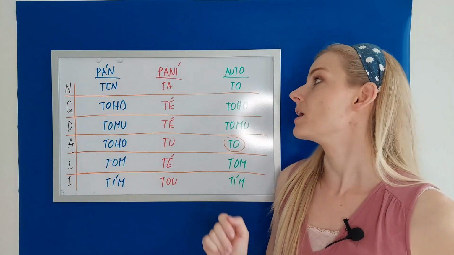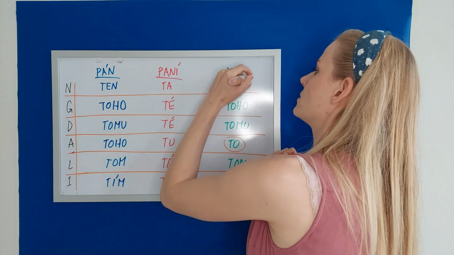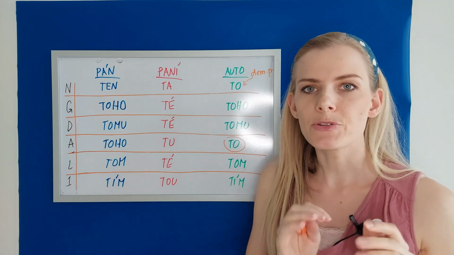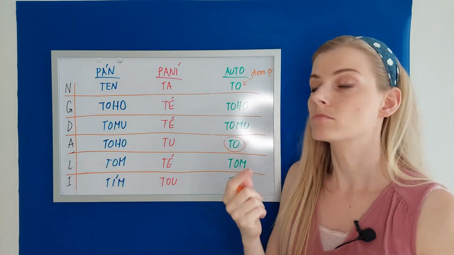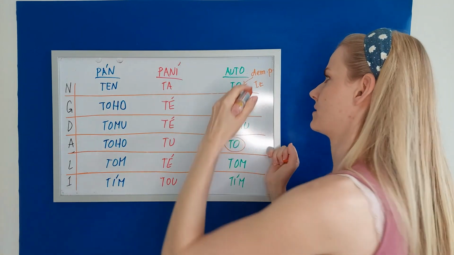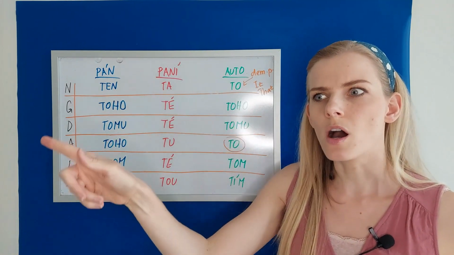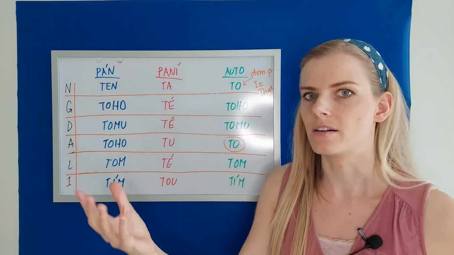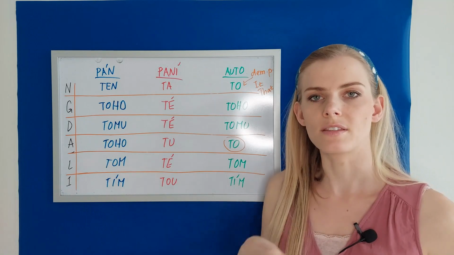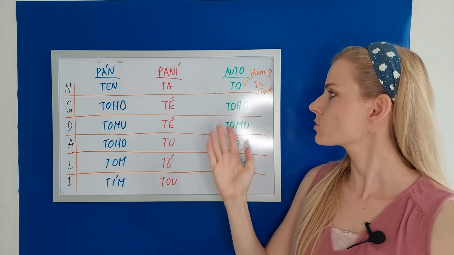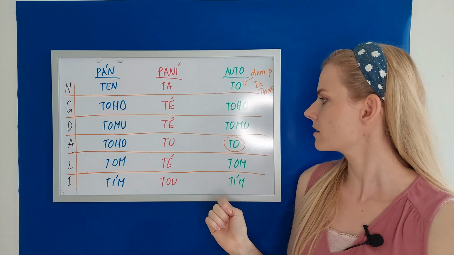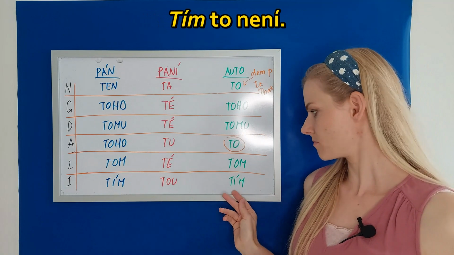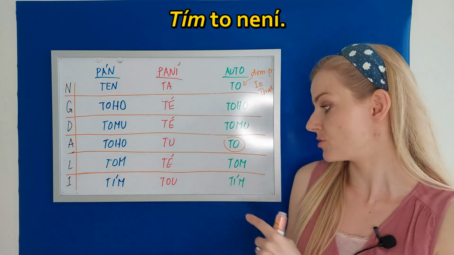One thing you should keep in mind is that to is not only a demonstrative pronoun, but also a personal pronoun meaning it. So it means that and it. That's why I could say to je to auto. It is that car, or that is that car, or that's the car. That's why I ask, co je to? What is it? Or co to je? What is that? So these can stand alone. I could say, tomu nerozumíš, you don't understand that. Or tím to není. It's not caused by this, instrumental case.